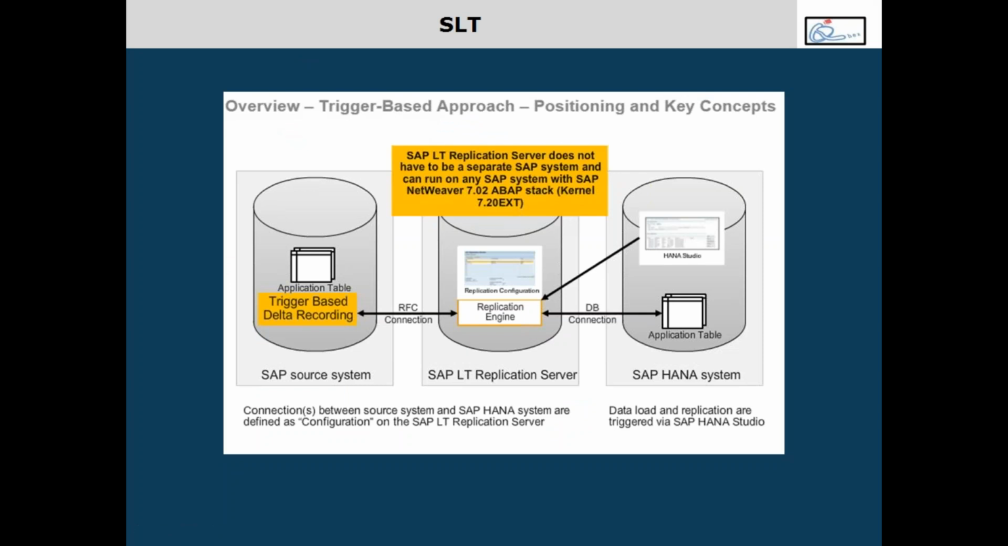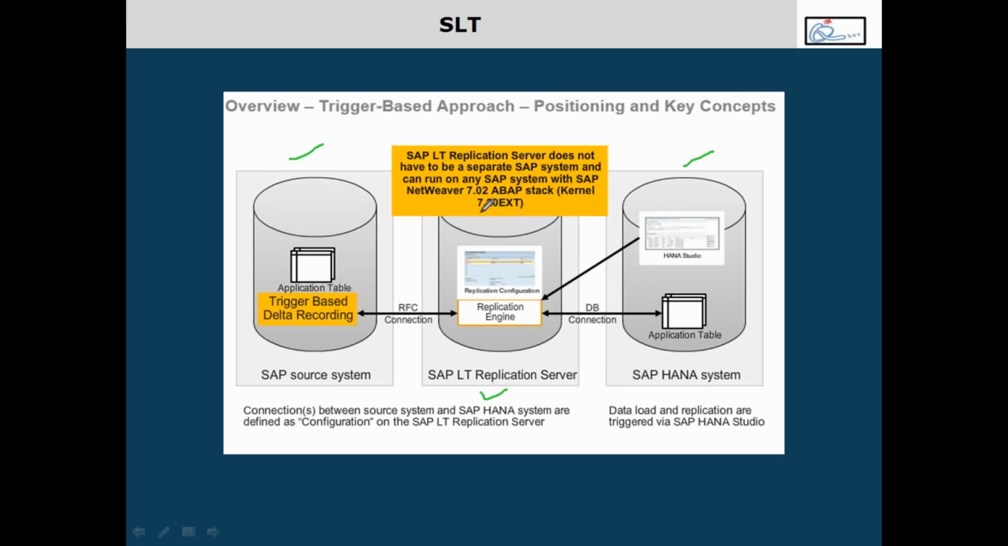Now look at this overall picture. How does it work out? SLT is also an SAP server. Let's say we have the HANA database here, we have an SAP source, and this will be an SLT server. If it is an SAP source, how will it be connected? First point to be noted: SLT is an SAP server, right?